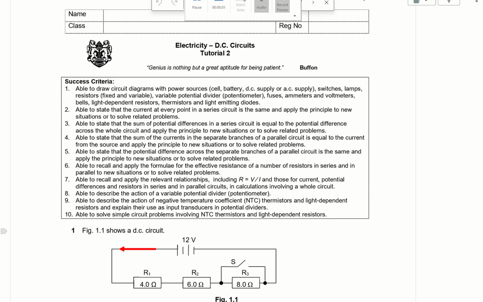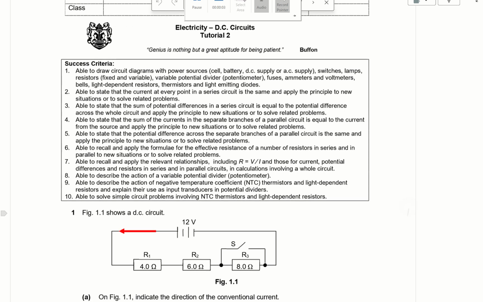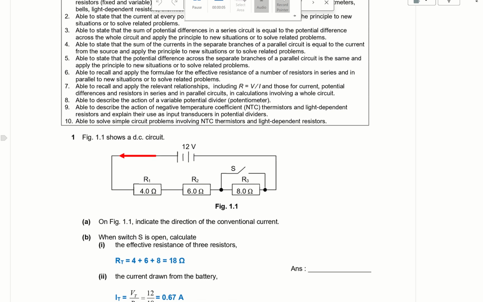Okay, for this video, we'll be going through DC circuit tutorial 2. Okay, question 1, it shows a DC circuit. We see that there's a 12 volt battery, R1 4 ohm, R2 6 ohm, and then we have a switch here which is open. Then we have R3 8 ohm. So they are actually all connected in series.